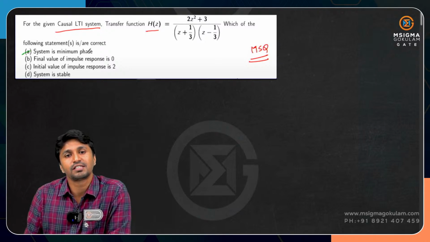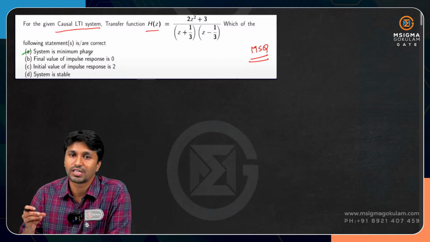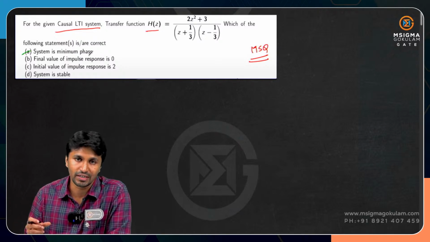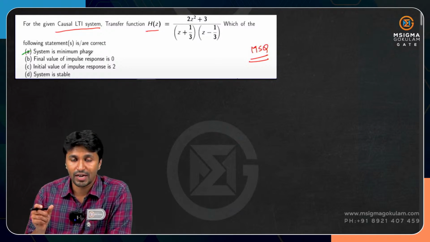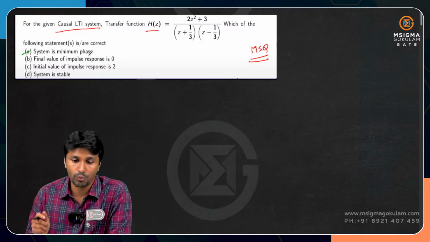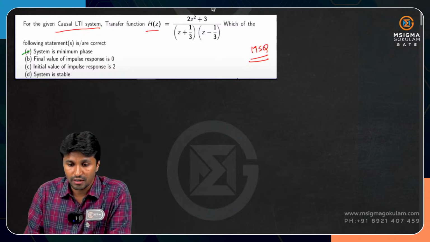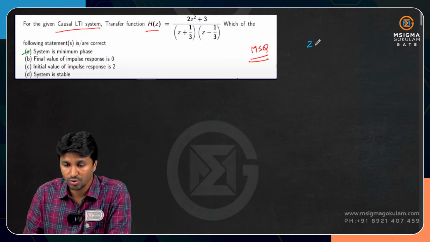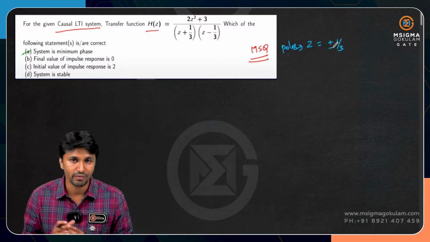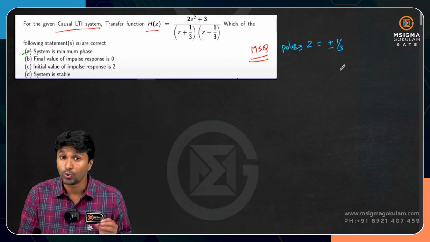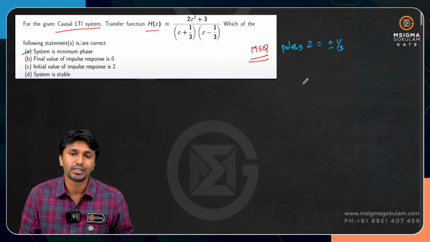When do you say that the system is minimum phase? If all the zeros and poles are within the unit circle. So first you have to calculate the position of zeros and poles. Look at the denominator, the characteristic equation. The roots are poles at z equal to plus or minus 1 by 3, which are well within the unit circle.